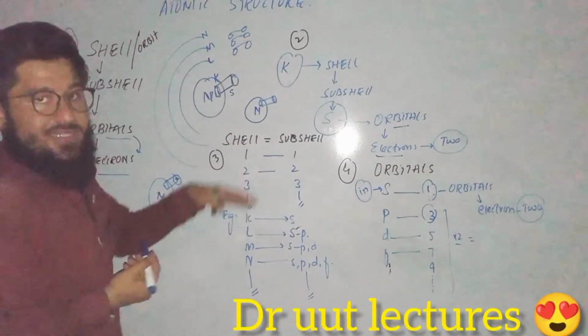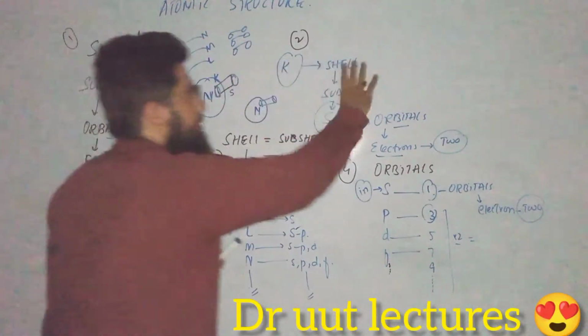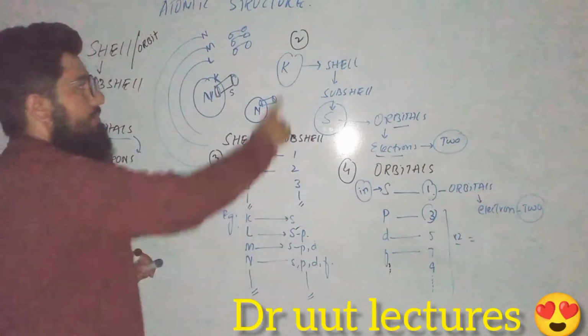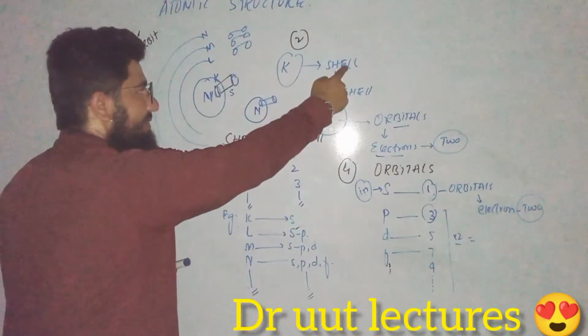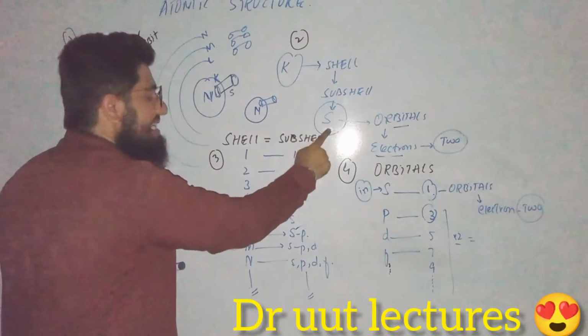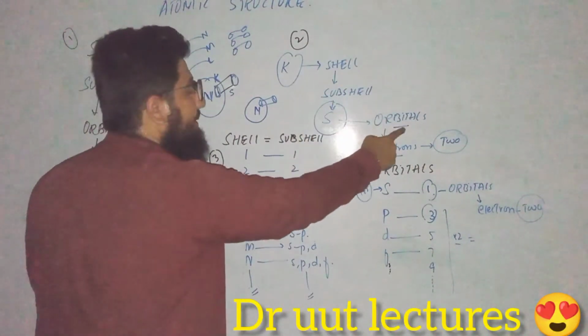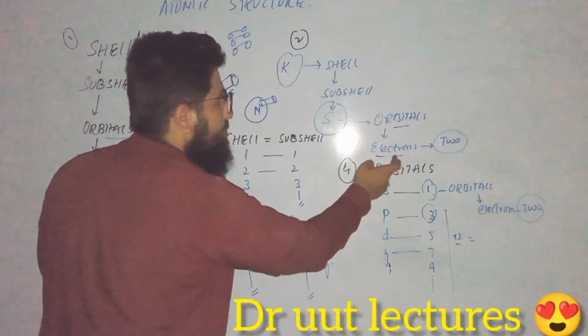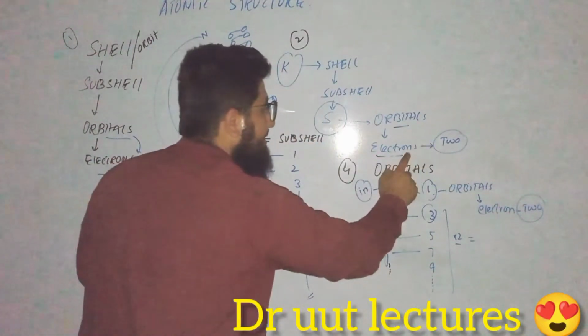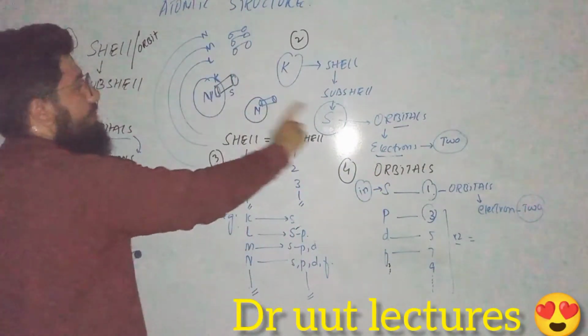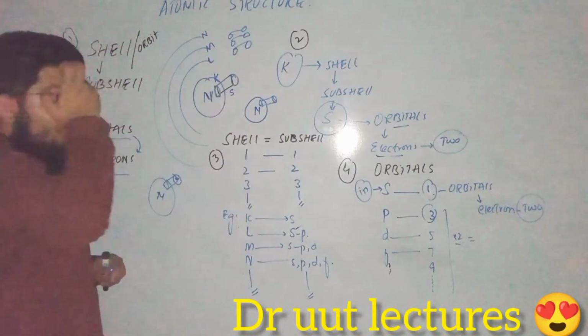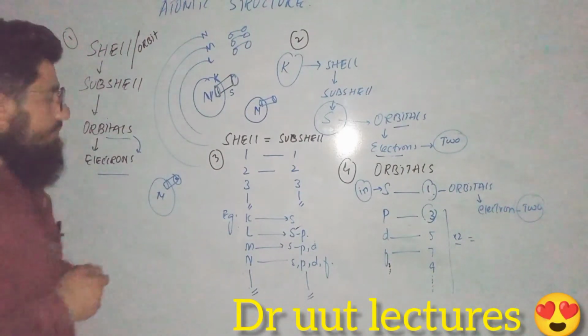We'll clear this concept further. Just for now, concentrate on this portion. I hope it is clear. K is the shell, and in that shell there is a subshell known as the S subshell. In that there are the orbitals, the chambers, and in those chambers there are electrons. How many electrons? Two. Why? Because in this S subshell there are two chambers available.